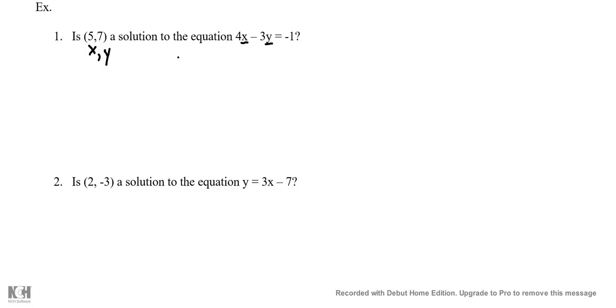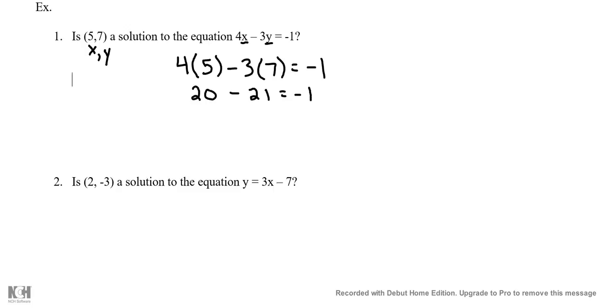So for our first example, we're going to take the equation 4x minus 3y equals -1, plug a 5 in place of the x, plug a 7 in place of the y, and work this out. So 4 times 5 is 20. 3 times 7 is 21. 20 minus 21 is -1, which is what we say the equation should equal at the end. So 5, 7 is a solution. So the answer is yes, 5, 7 is a solution.